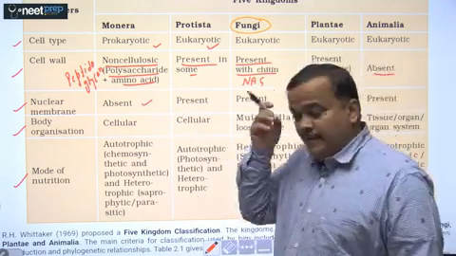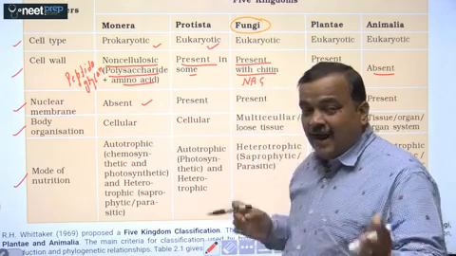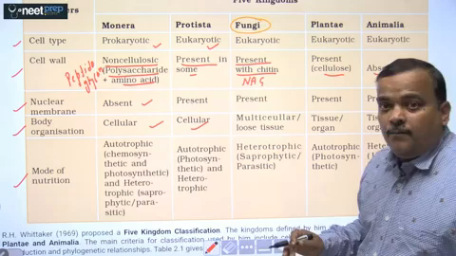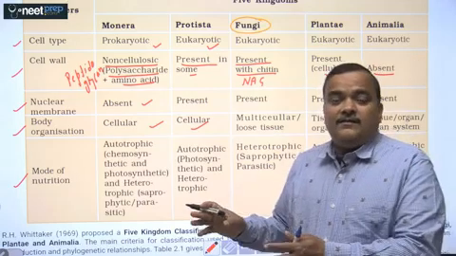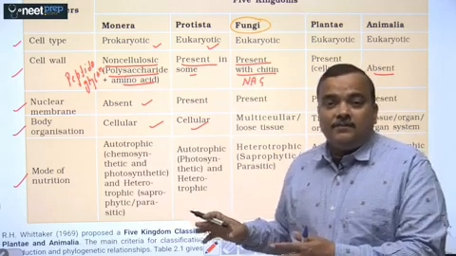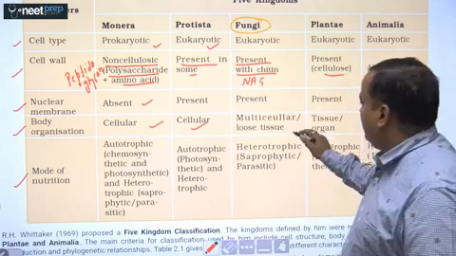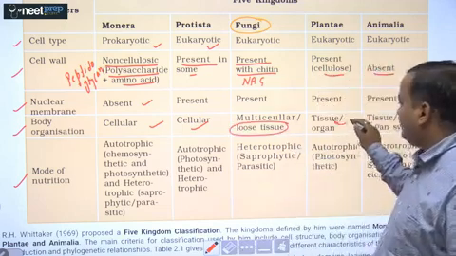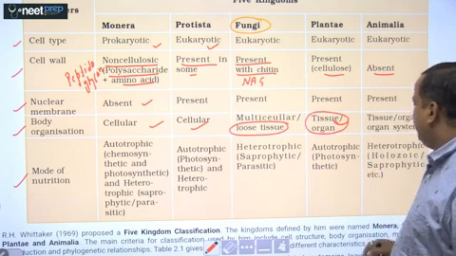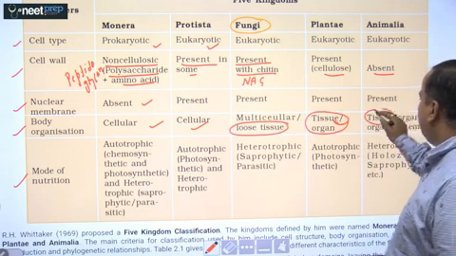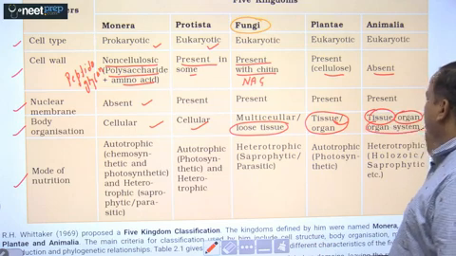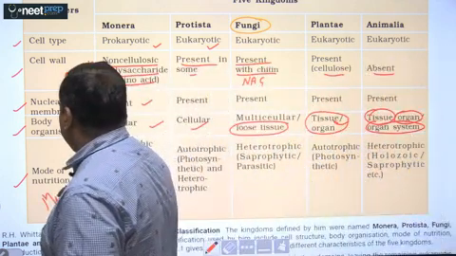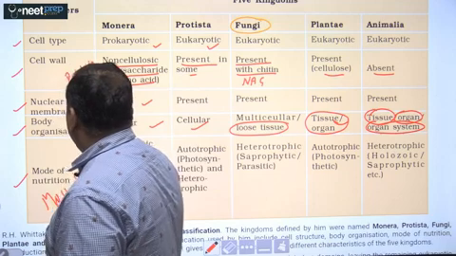Body organization. Okay, so Protista and Monera are unicellular. The rest are multicellular, but the level of organization in these kingdoms is different. Although they are multicellular, what you will observe is that in case of fungi it is loose tissue, in case of plants it is tissue and organ, whereas in case of animals it is tissue, organ and organ system. Then mode of nutrition, sometimes it is considered the most important criterion.